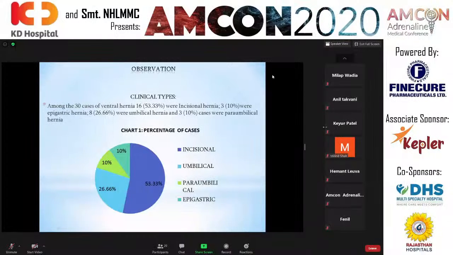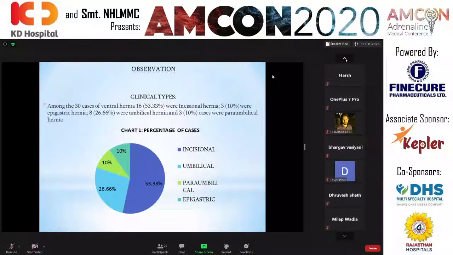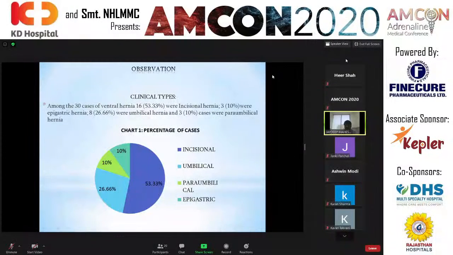These are my observations. Among the 30 cases of ventral hernia, 16 cases were incisional hernia, 3 cases were epigastric, 8 cases were umbilical hernia, and 3 cases were paraumbilical hernia. The pie chart is showing the same. Next slide, please.